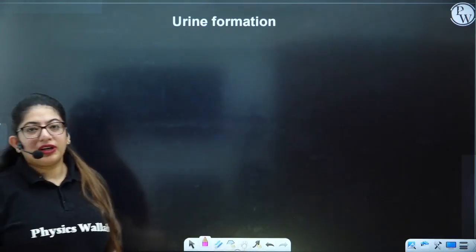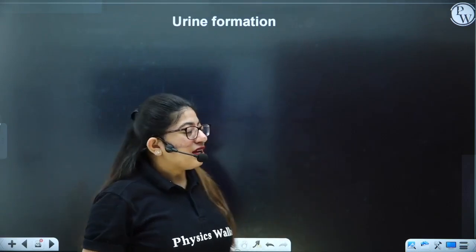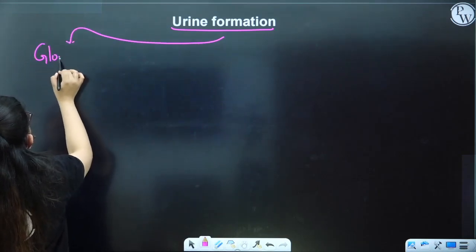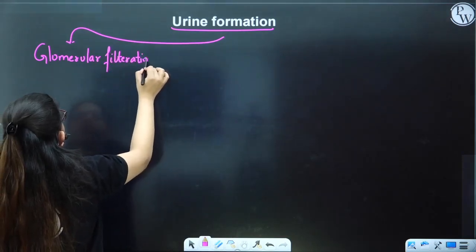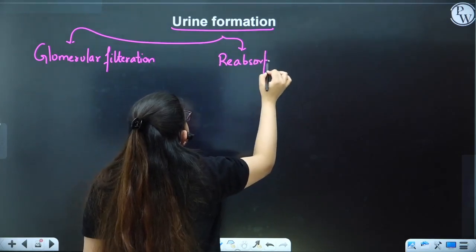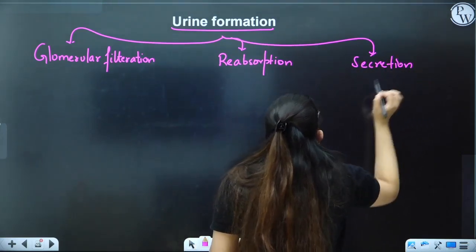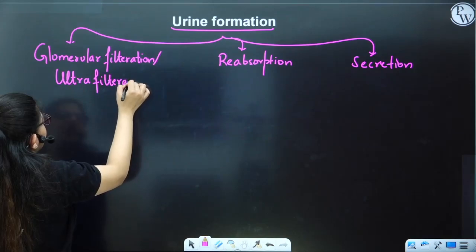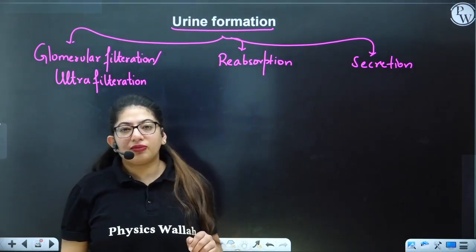Let's see how the urine is formed. Now the very important part of this chapter, how the urine is formed. Let's talk about it. So the urine formation takes place by three methods. One is glomerular filtration. Second is your reabsorption. So these are the important processes of urine formation. And third is secretion. The glomerular filtration is also known as ultrafiltration. Okay. So let's talk about all these three processes in detail. So we'll start with the glomerular filtration first.